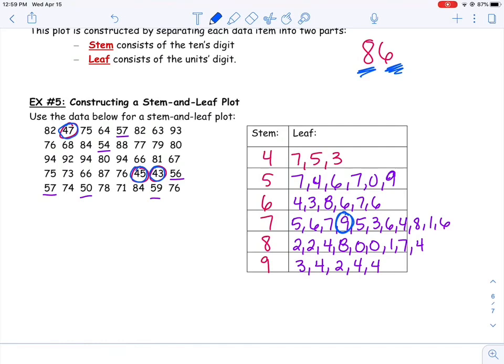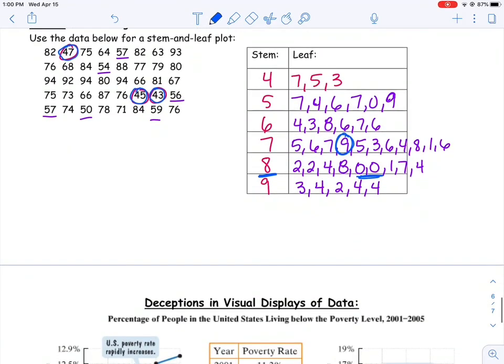Or what if I said how many students earned an 80% on this test? Well, I would look for the stem that was an 8 and the leaves that were zeros, and I can say that 2 of my students got an 80. So I need to make sure that I list every single data item in there. Even if it repeats, I continue to write all of those out so that I know how many students got an 80, how many students got an 81, and so on. So make sure that you know how to make a stem and leaf plot, and you know how to interpret a stem and leaf plot.